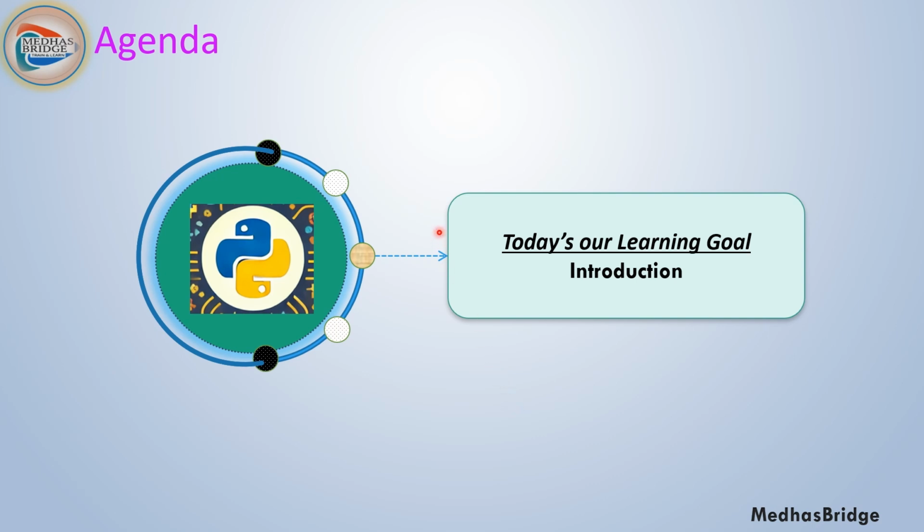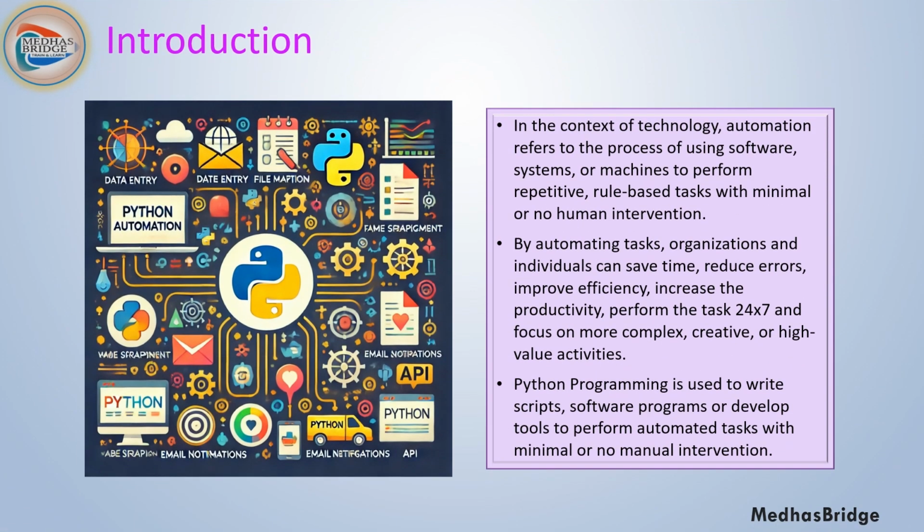Here is our today's agenda. Let's look at the introduction. In the context of technology, we were talking about automation. Automation refers to a process of using software, systems, or machines to perform repetitive rule-based tasks with minimal human intervention or no human intervention. That's the meaning of automation. Automation in the context of technology is what we are doing.